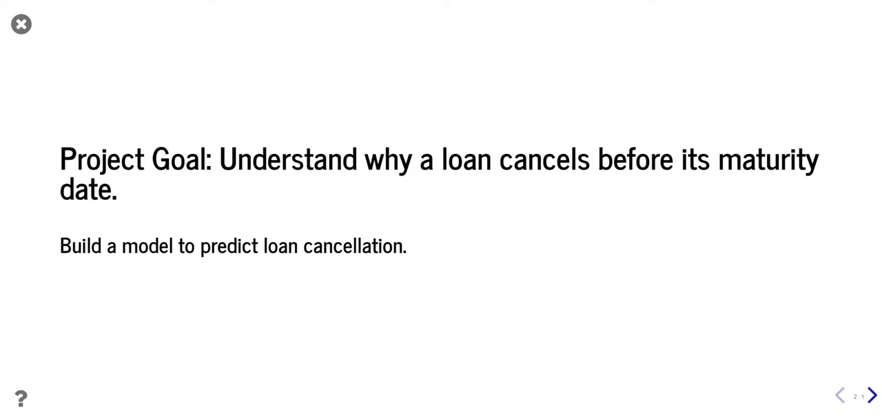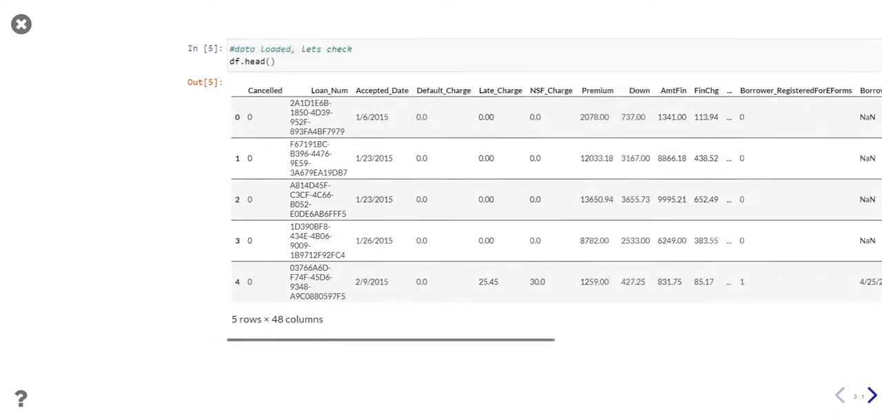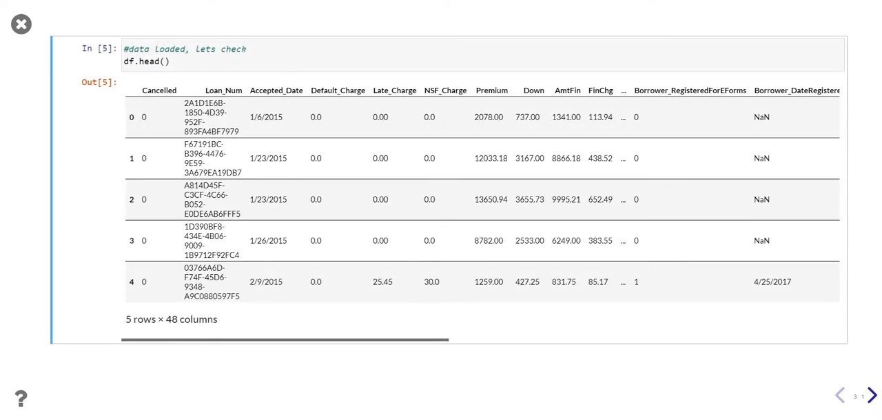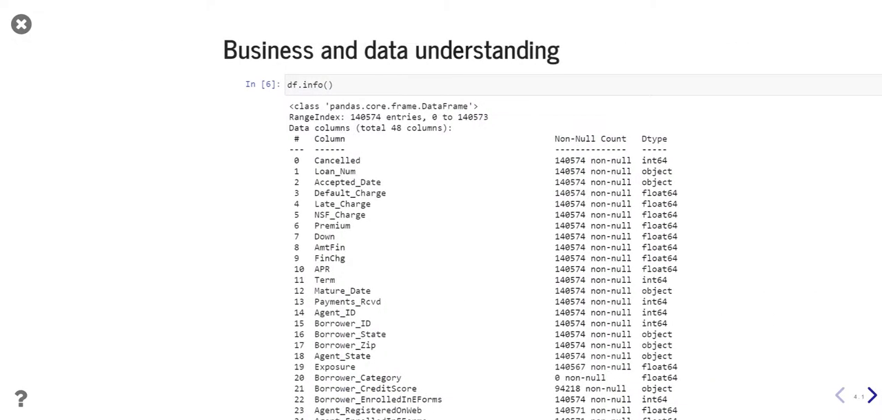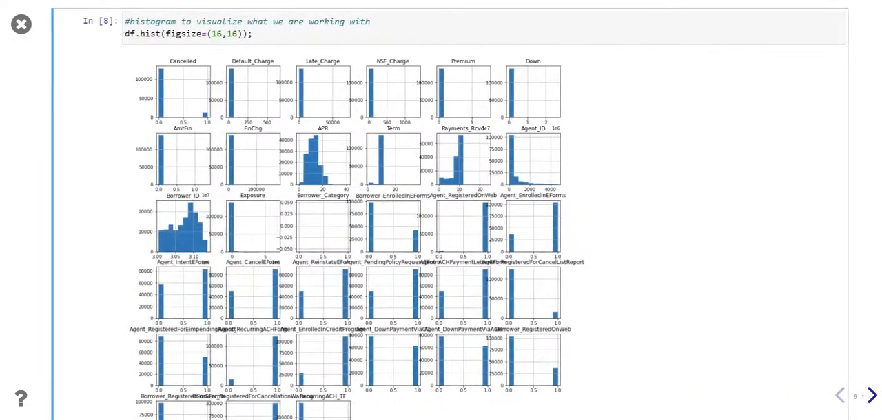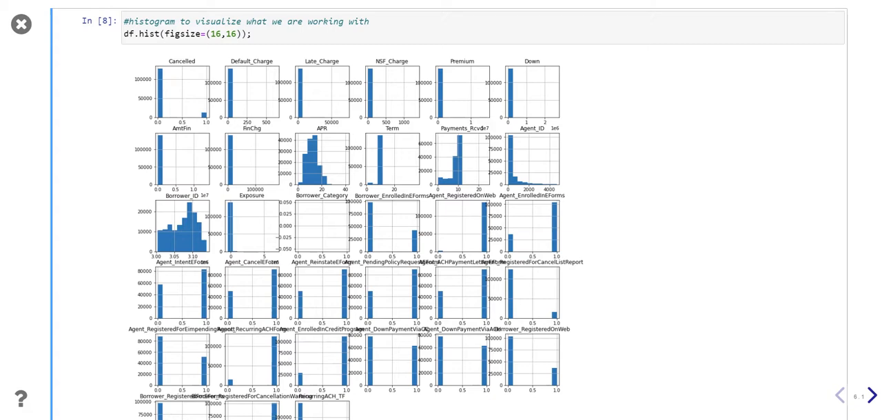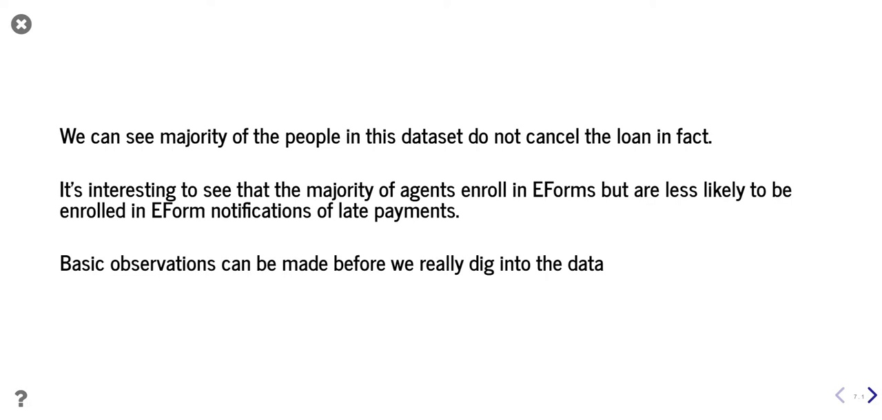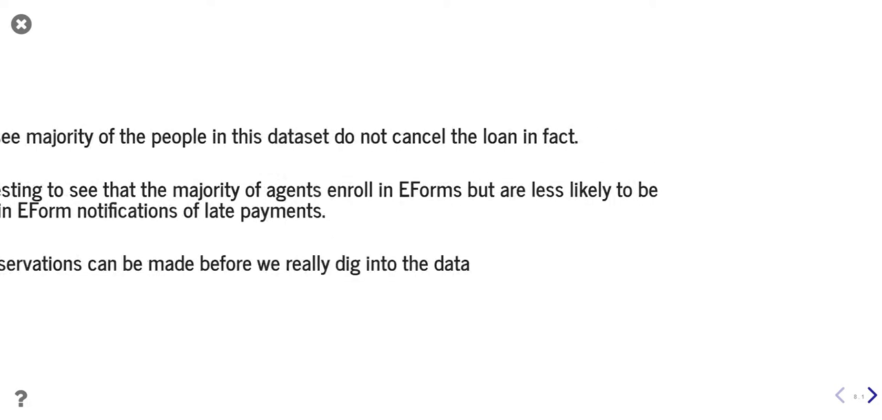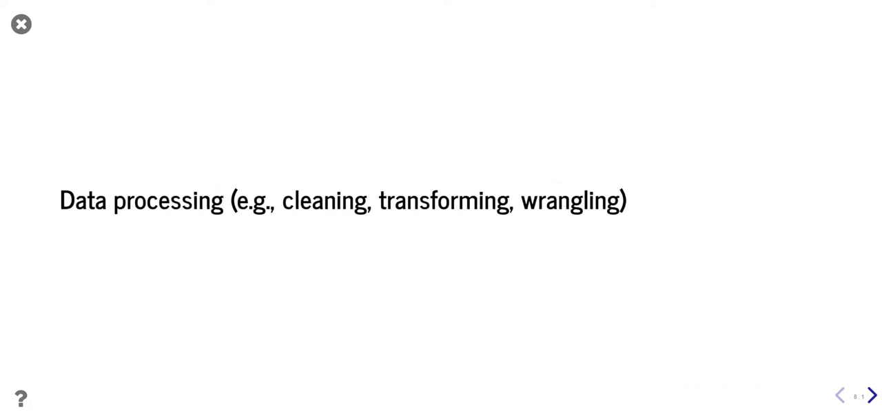Project goal. We are a part of a finance company, and we want to understand loans and why they cancel before maturity date, and end up building a model to understand and predict that loan cancellation. So we load up the data, got into the info. We did some basic visualization, looking at a histogram, just to see what we're working with. We saw some basic observations before we were able to dig really into the data.